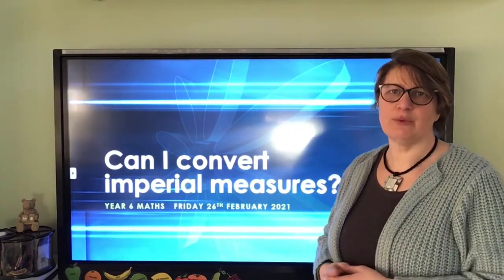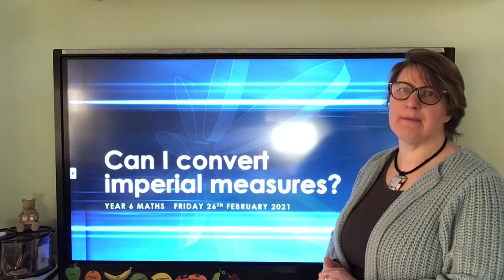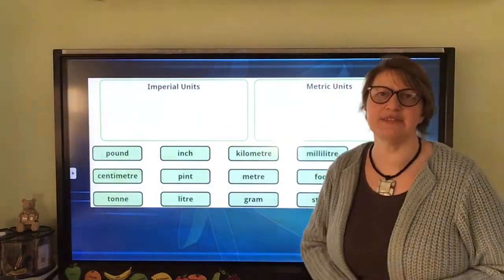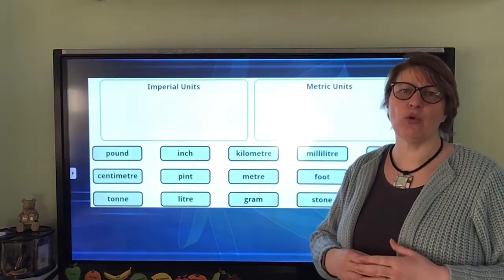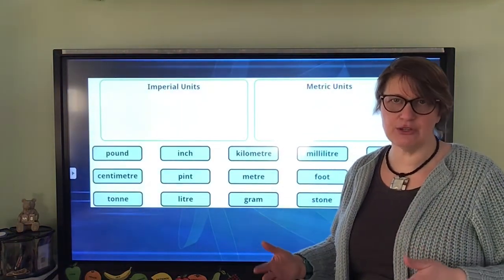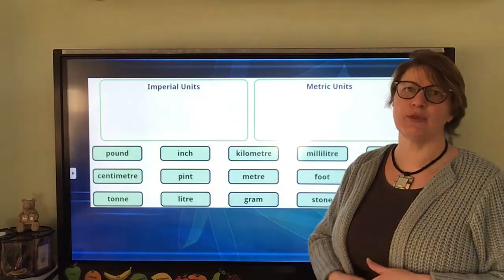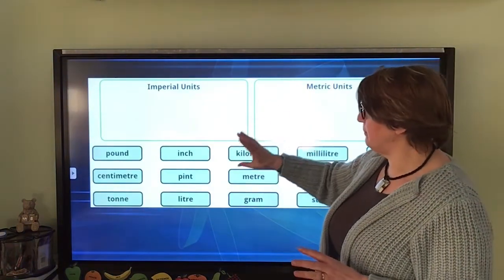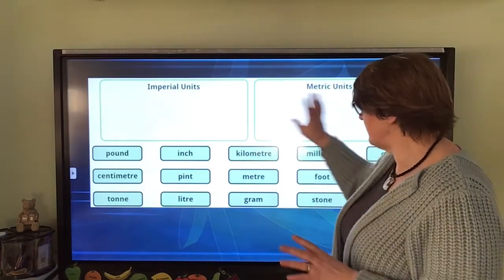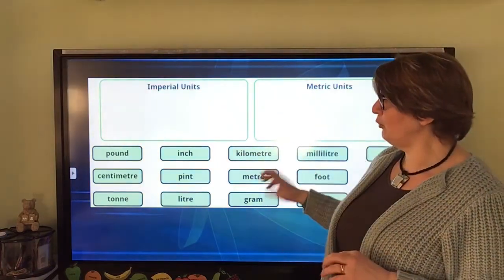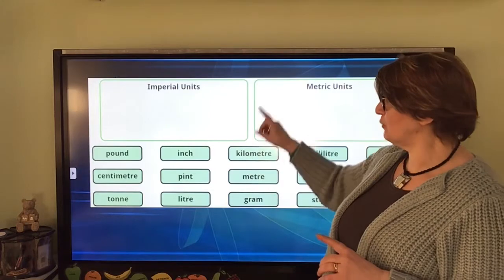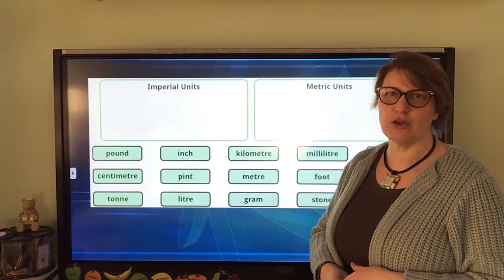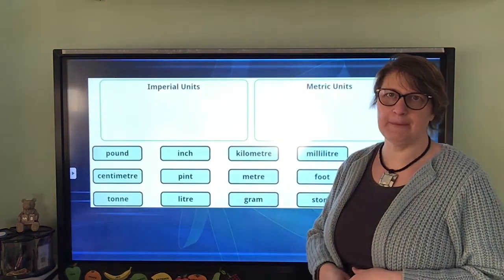So we're looking today at can I convert imperial measures? So let's say starting activity. At the beginning of the week, I asked you to think about all the different units of measure you knew, and I'm sure some of you put down some that were imperial measures. So here I've got a list of different imperial units and metric units. They're all mixed up. Can you pause the video and sort which ones you think would go under each category? Restart the video when you think you've got your answer.